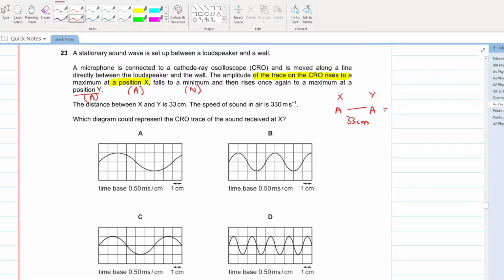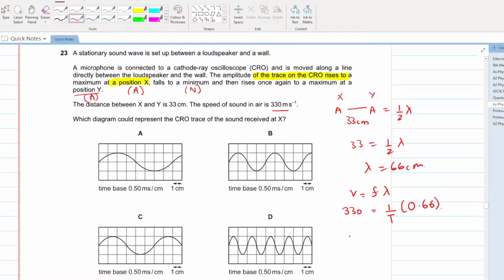From antinode to antinode, what is your difference in terms of lambda? Half lambda. 33 centimeters is equal to half lambda. Lambda will be equal to 66 centimeters. Perfect. What is your speed of sound? 330 m s to the power minus 1. Perfect. So can you do a thing here? V is equal to f lambda. Your velocity is 330. Perfect. In place of frequency, I am writing 1 over time period. In place of lambda, I am writing 0.66.